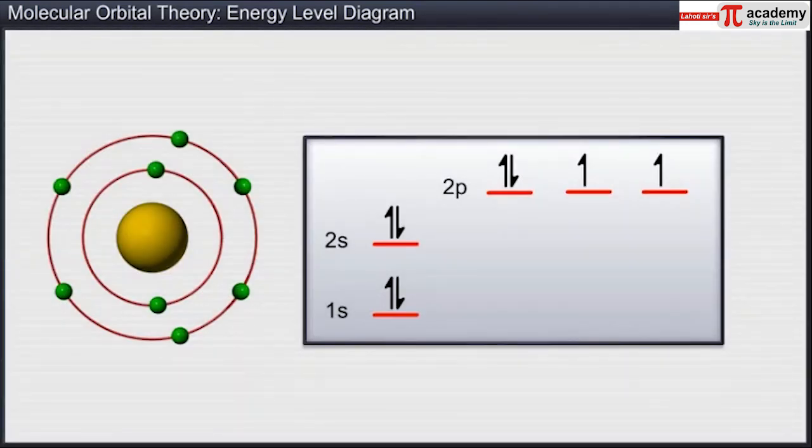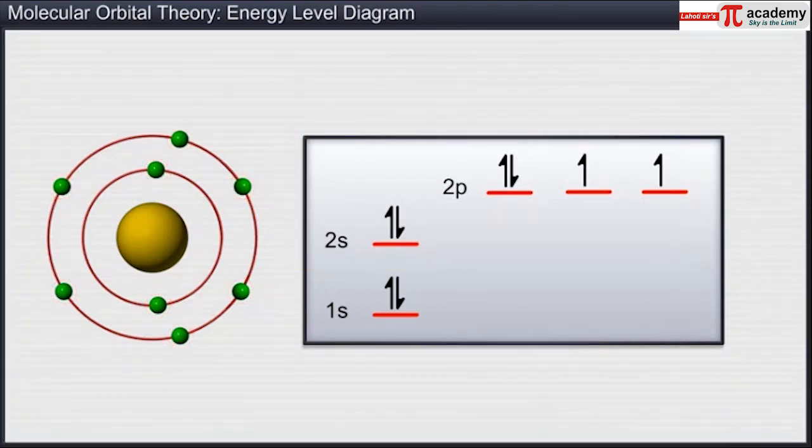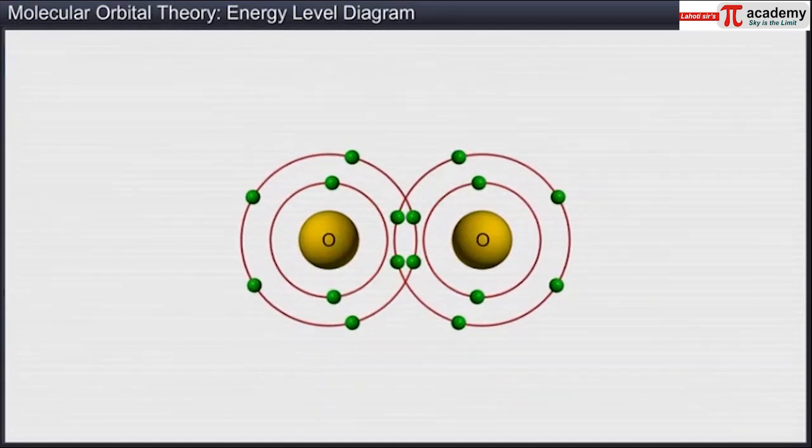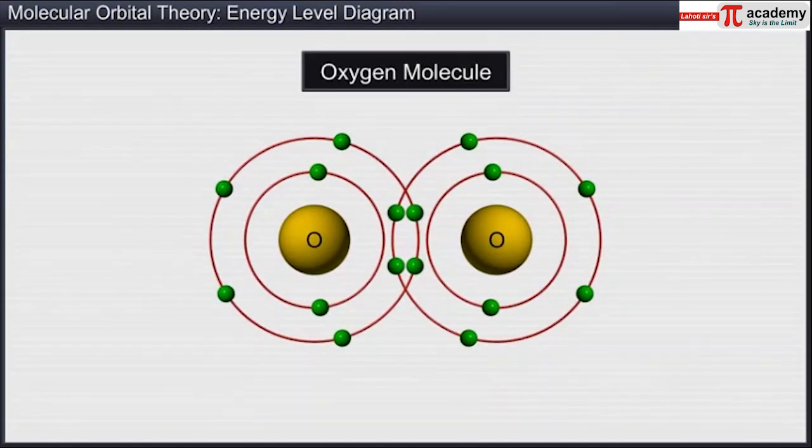For molecules formed by atoms containing more than 2 electrons, we will only consider the molecular orbitals formed by their valence shell and not the ones formed by their core orbitals to understand their stability. Now let's study the molecular orbitals formed in an oxygen diatomic molecule.